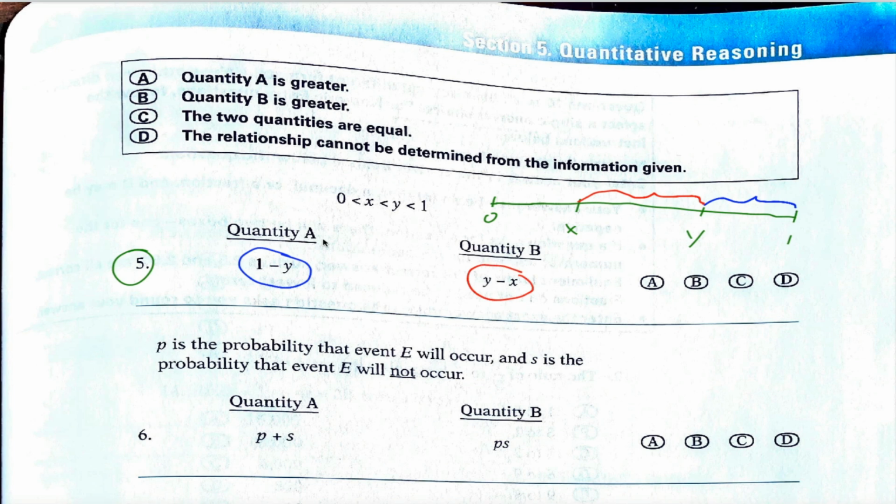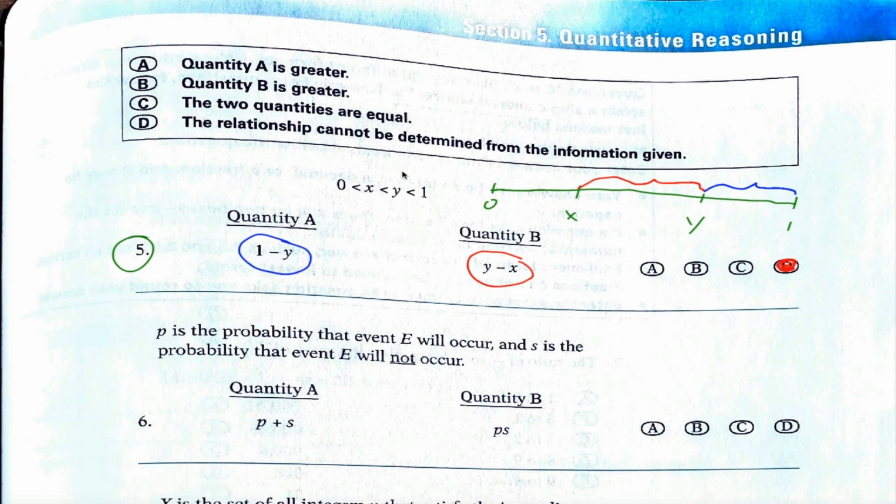Well, with this interpretation of the quantities, I think it's fairly easy to conclude that we can't tell which one is bigger. If you want the blue distance to be bigger than the red distance, just scoot x over here so it's really, really close to y. If you want the red distance to be bigger than the blue distance, then just scoot y over here so it's really close to 1. If you want them to be the same, then just space them out equally. Because we have control over x and y, we have control over the distances between x and y and 1. So we have control over the values of these quantities. The relationship cannot be determined from the information given. D is the correct answer.